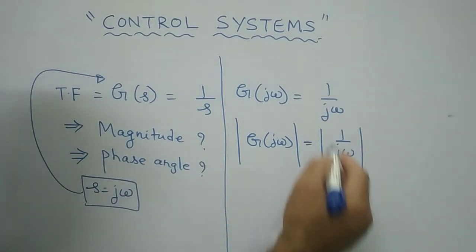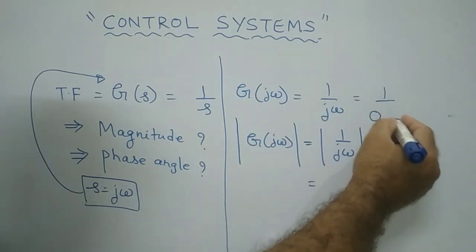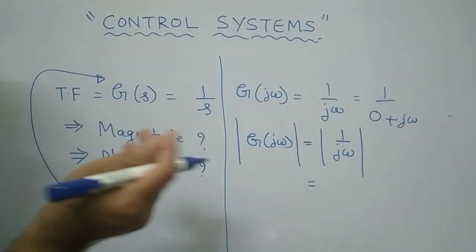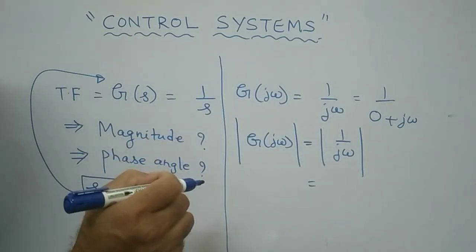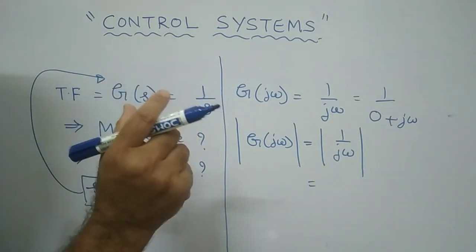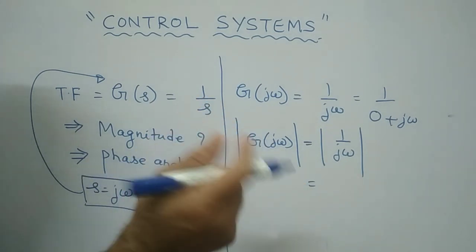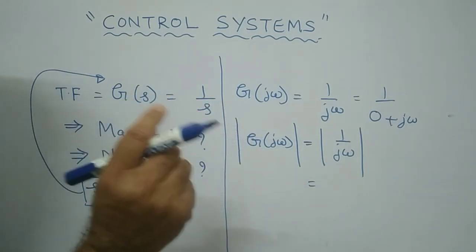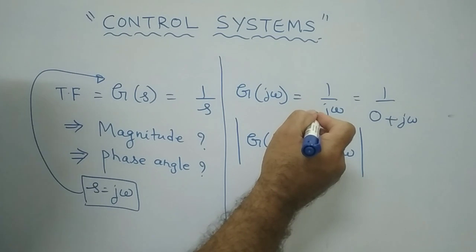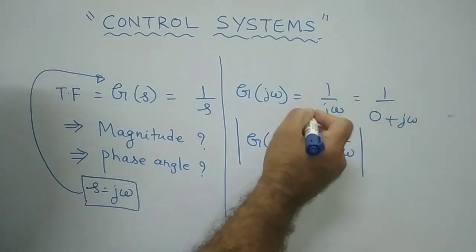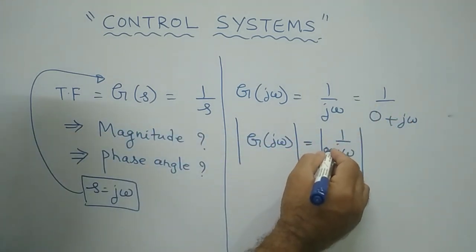If you see, 1 by j omega can be written as 1 by real part plus j omega. What is j omega? It is the imaginary part. So in this there is no real part. Any complex number can be denoted as the sum of real part plus imaginary part, in a plus ib form or x plus iy form. X is the real part, y is the imaginary part. Here real is not given, therefore consider it as 0. So it is 0 plus j omega.